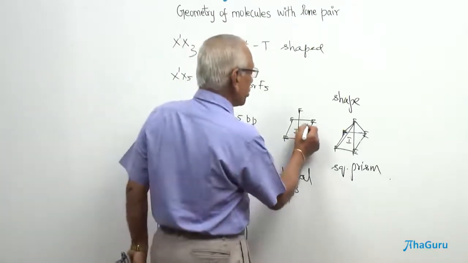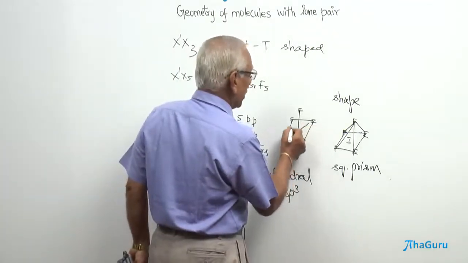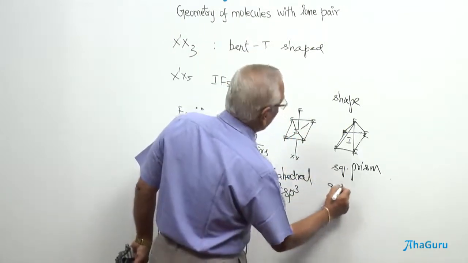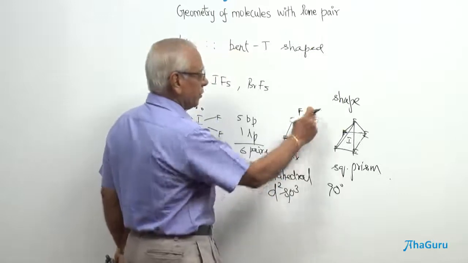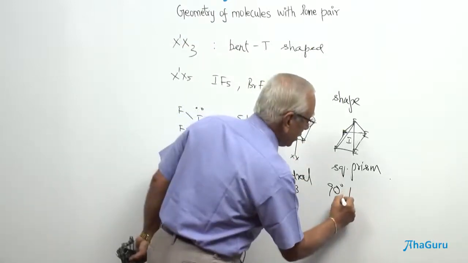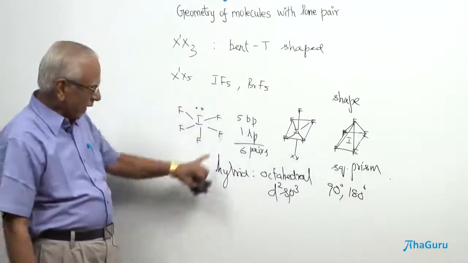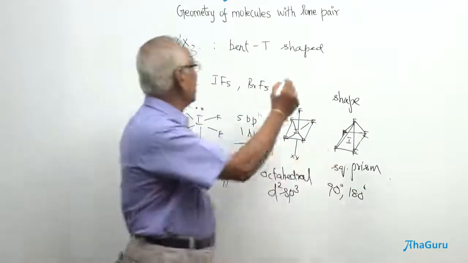And as usual, what should be the bond angle between any two adjacent fluorine atoms? 90. What is going to be the bond angle between the diagonally opposite fluorine atoms? It is going to be 180. There are 2 bond angles here. So, the hybridization and the shape are going to be different.